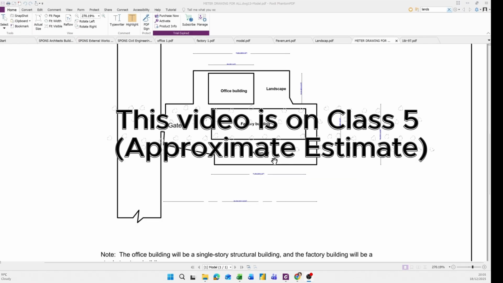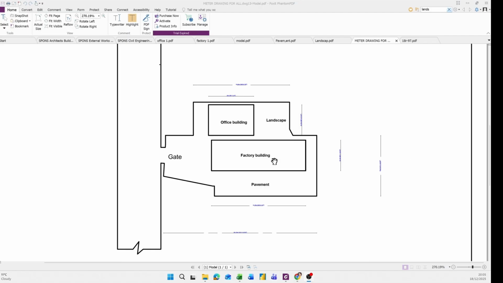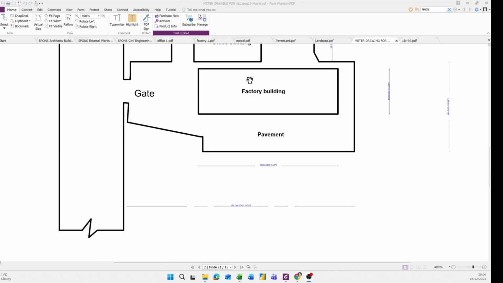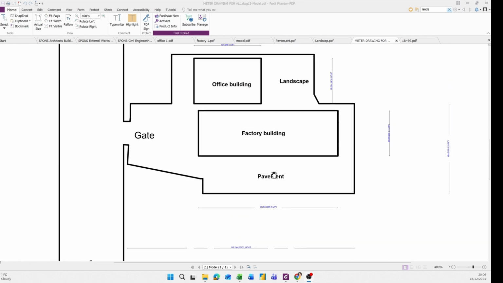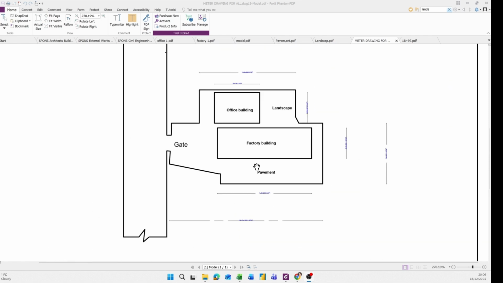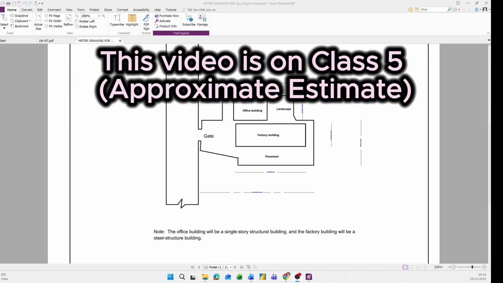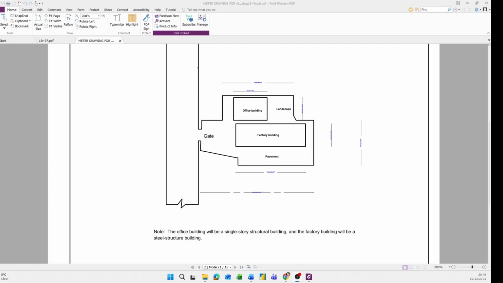You can see on the screen there is a plan for a factory building with very basic information, some dimensions, and one note: the office building will be a single story structure and the factory building will be a steel structure building. It doesn't mention any height, so we need to assume a standard height. For estimation, we assume the factory is 10 meters high and the office building is 4 meters high.